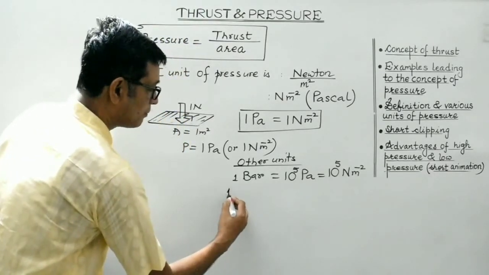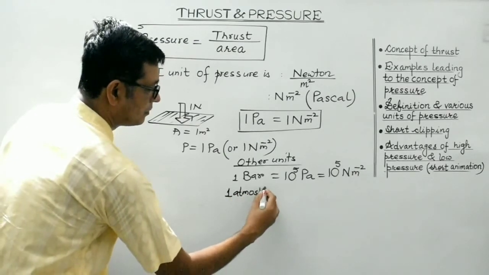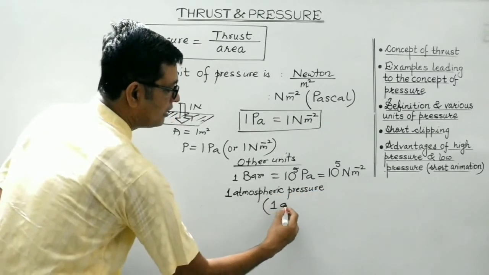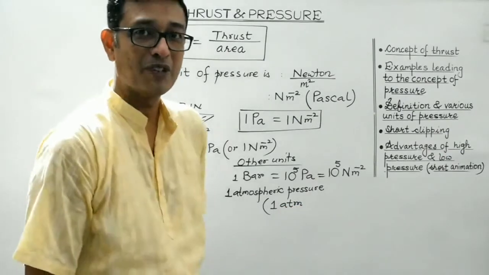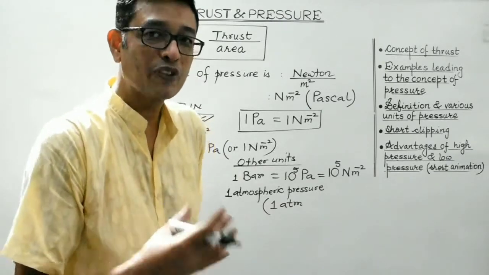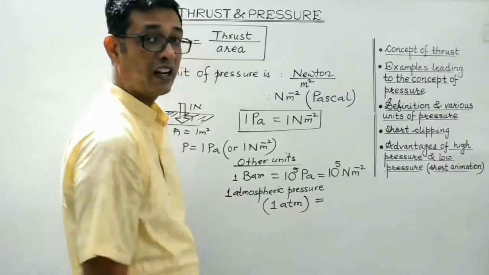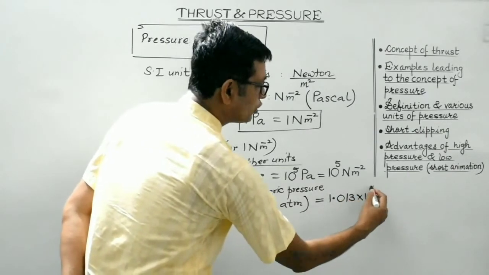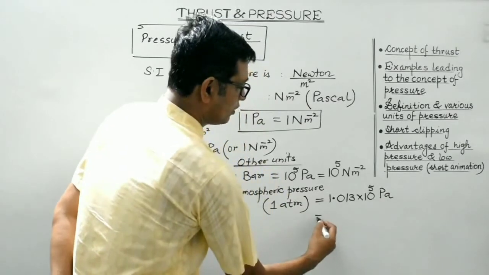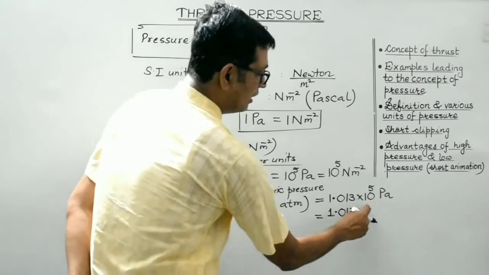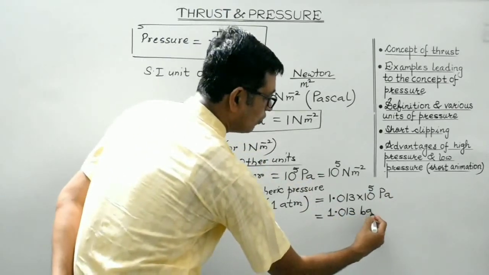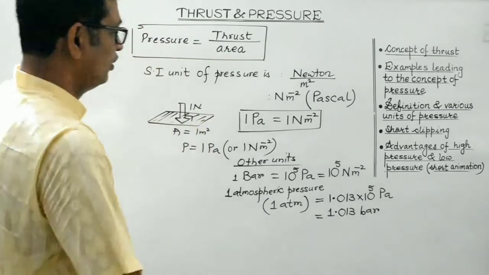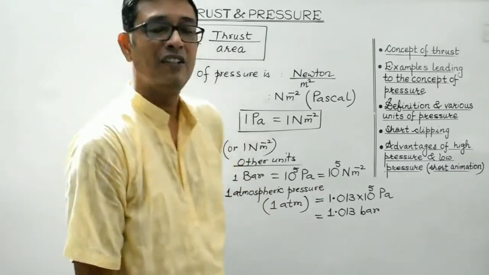Then there is atmospheric pressure, represented as ATM. It is not an automated teller machine, right? Here it stands for atmospheric pressure. And atmospheric pressure at sea level is measured to be 1.013 into 10 raised to the power 5 Pascal. Since 10 raised to the power 5 Pascal is a bar, it can be written as 1.013 bar. So this is the atmospheric pressure at sea level, right? These are the various units for measuring pressure.